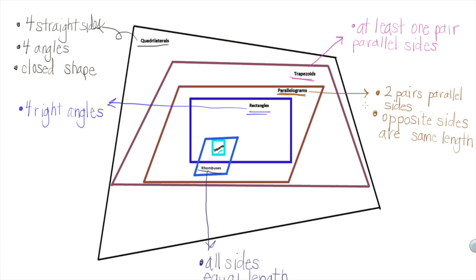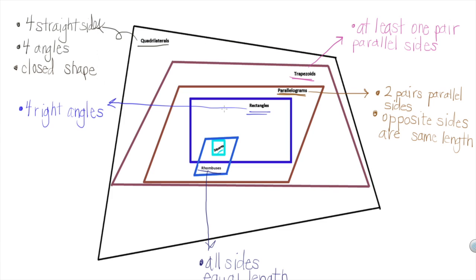A parallelogram must have 2 pairs of parallel sides, which means it's a trapezoid as well because a trapezoid has at least one pair. Parallelogram has to have opposite sides that are the same length. So a parallelogram needs to have these attributes and the attributes of a trapezoid and the attributes of a quadrilateral.